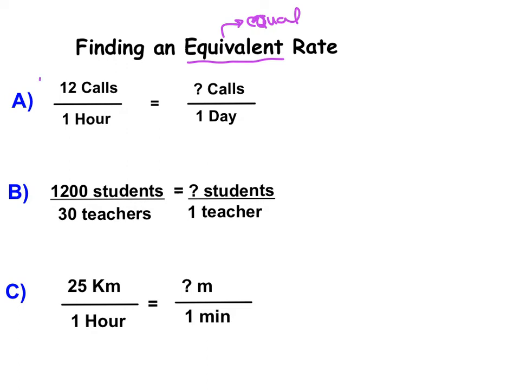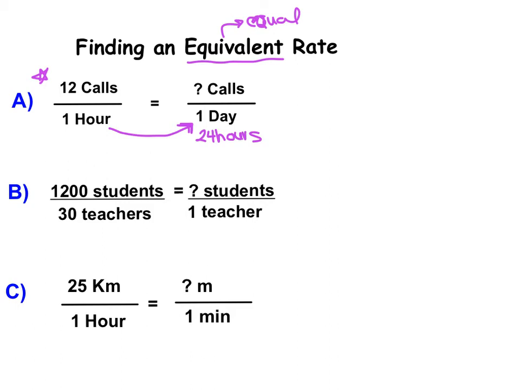So here in this first one, we are taking 12 calls in 1 hour. That's how many calls you're taking at your job, let's say. We want to figure out, if you're taking about 12 calls per hour and you worked the entire day straight, without any breaks, how many calls would you take in 1 day? Notice that hours and days are not equivalent, but we can switch between them. What we know is that there are 24 hours in 1 day.